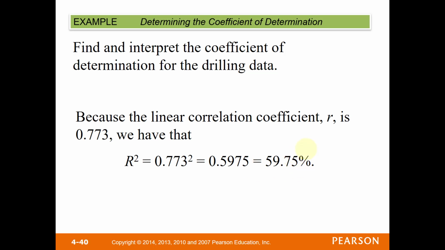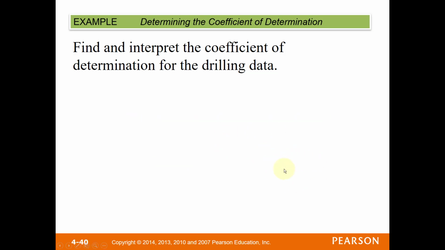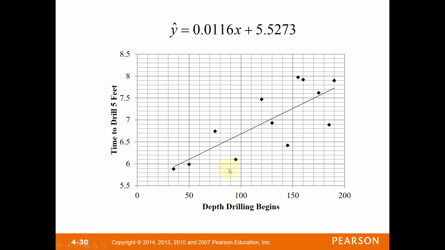So how much does our model explain? 59.75%. What does that mean? What that means is, as we increase the depth, the times increase, but it's not a perfect fit. We have discrepancies. How much does the model explain about the change in drilling times in terms of depth? Capital R squared, that 59.75%.